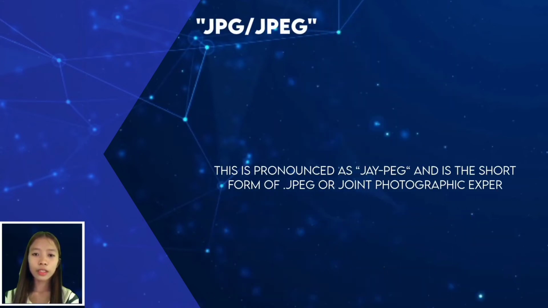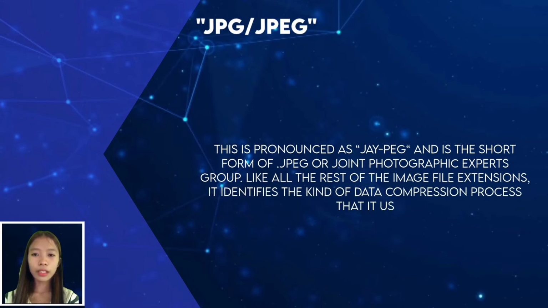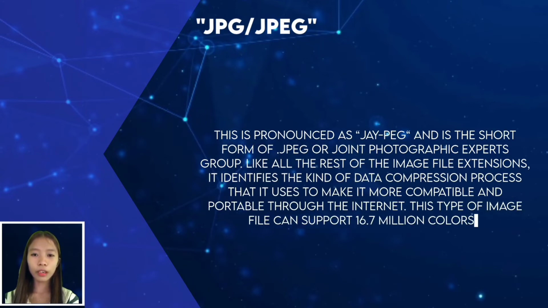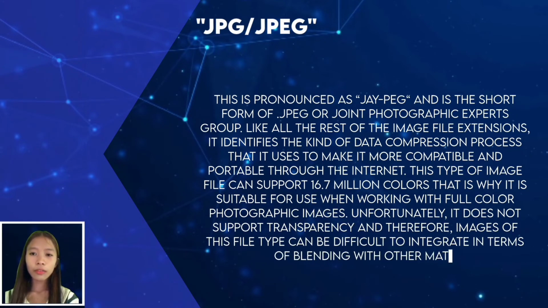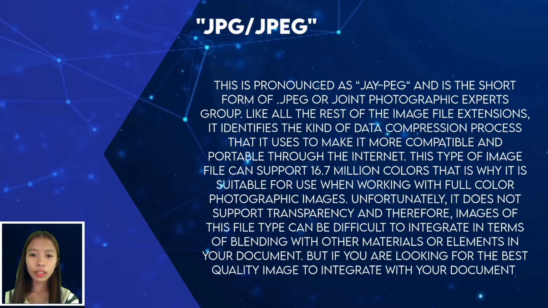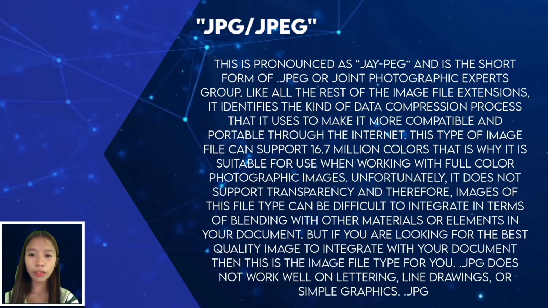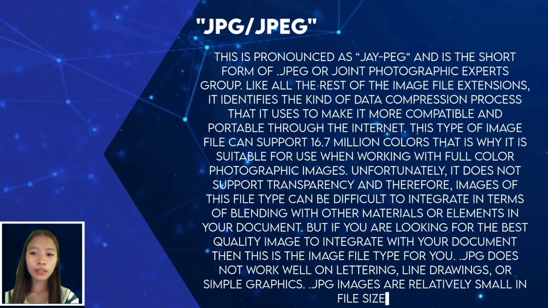JPG. This is pronounced as JPEG and is the short form for JPEG or Joint Photographic Experts Group. Like all the rest of the image file extensions, it identifies the kind of data compression process that it uses to make it more compatible and portable through the internet. This type of image file can support 16.7 million colors. That is why it is suitable for use when working with full-color photographic images.